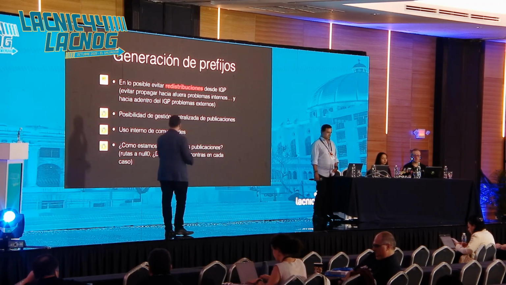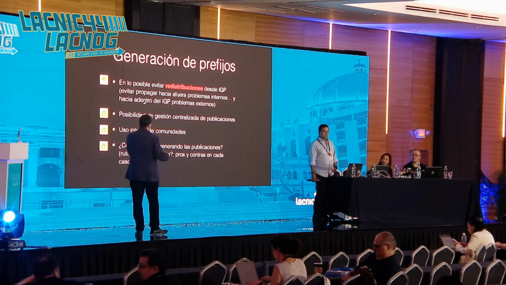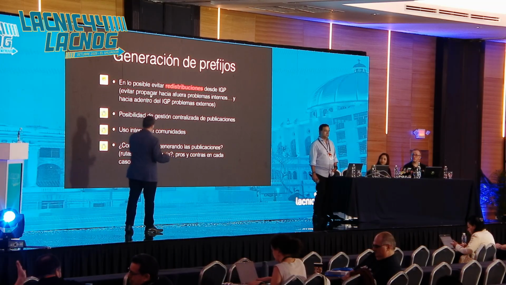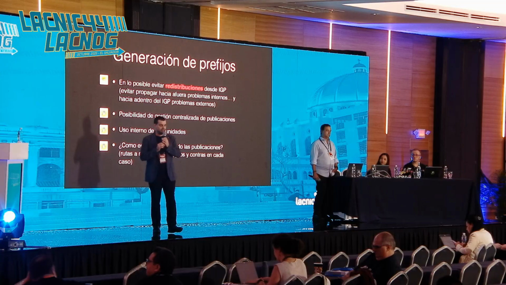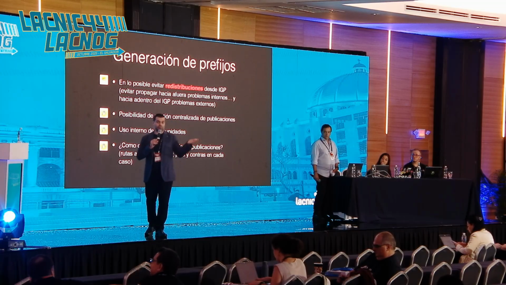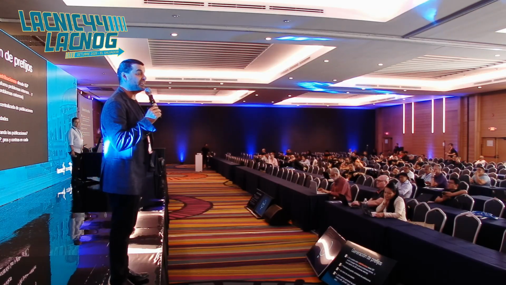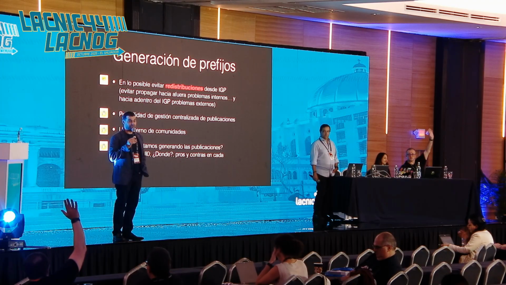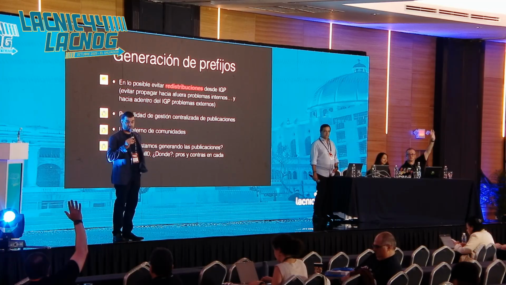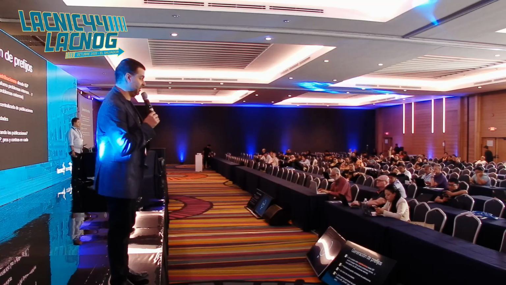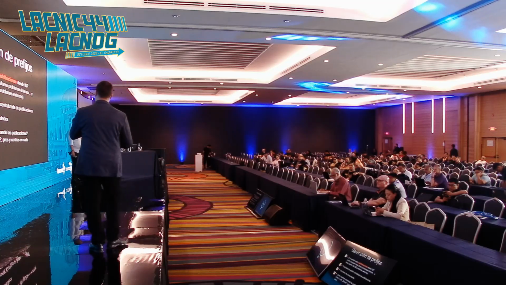Then next, whenever possible, avoid redistributions from IGP. This is a general good practice: generate the BGP publications, and disseminate routes that I receive through BGP in the network, whenever possible avoiding redistributions. Who uses redistributions? Well, after what I just said, nobody will use them. Who uses redistributions from BGP to IGP or the other way around? I see 2, 3, 4 hands.